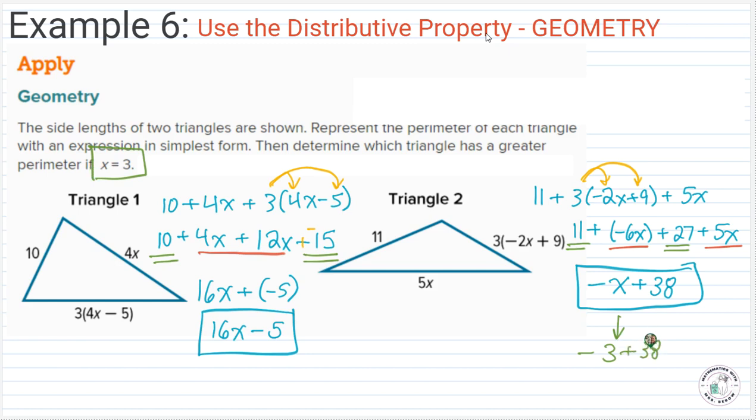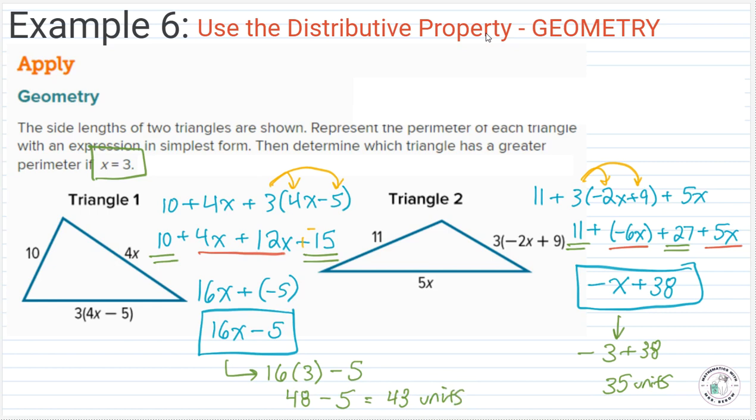That means now my perimeter is 35 units. Versus what we're going to get for triangle 1, which again, super nice. We're just going to be doing 16 times 3 and then subtracting 5. So 16 times 3 is going to be 48. So we're going to have 48 minus 5. And then 48 minus 5 is going to be 43. So we got 43 units versus the 35 units.